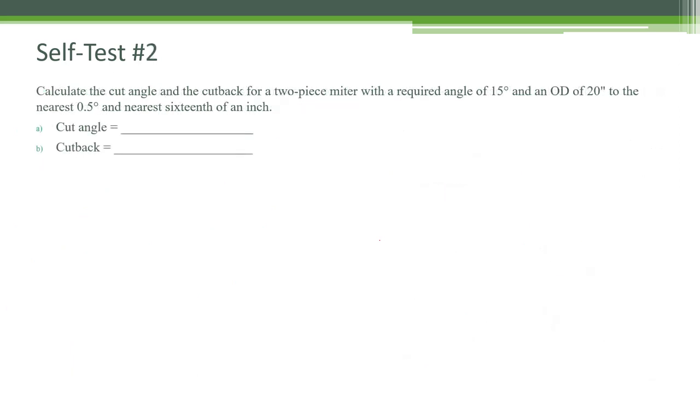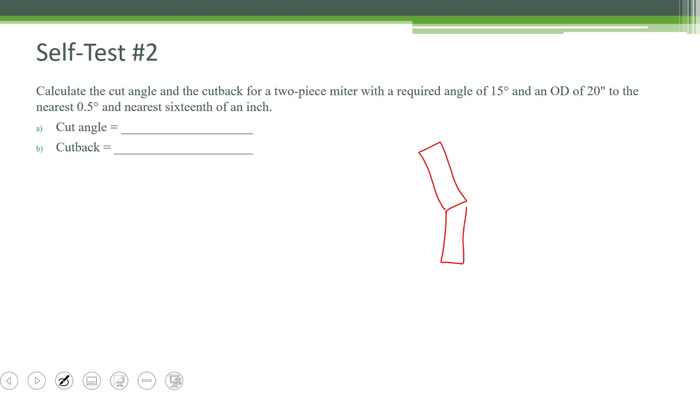Okay, self-test number 2. So here we got to find the cut angle and the cutback for a 2-piece miter. Oh, they're telling you the angle is 15. Oh, that's nice of them. 15, outside diameter of 20, to the nearest half degree and nearest 1/16 of an inch. Okay, so I'll try to draw this out. It's going to look a little bit funny, but whatever.